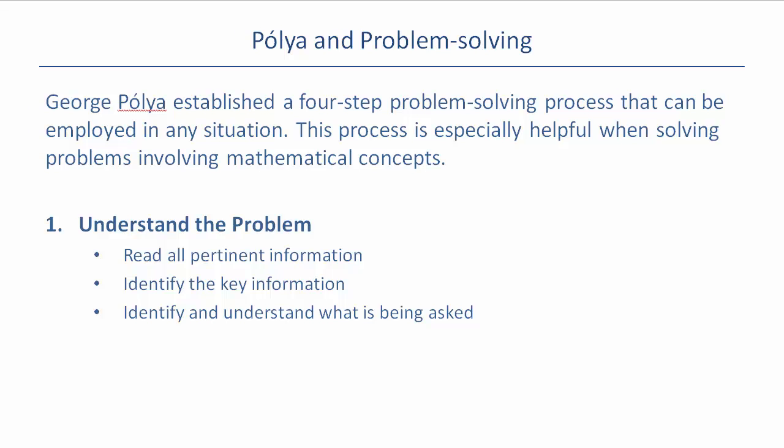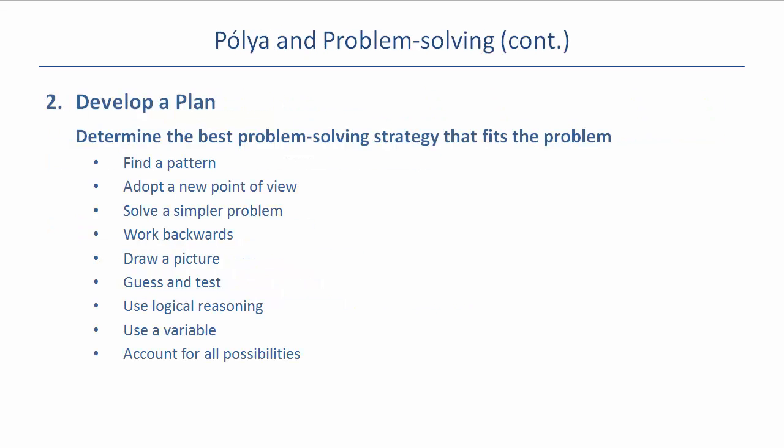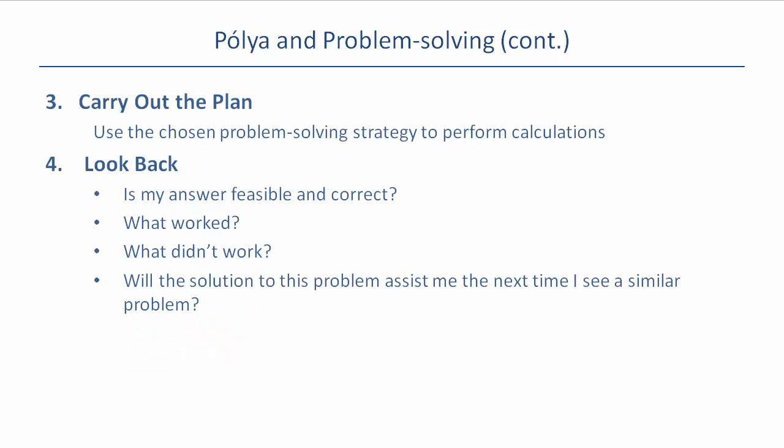Step one is he wants you to understand the problem, which really means just read it through and look for some important details. Step two is to develop a plan and figure out what works best for this particular problem. Here are a bunch of examples of the types of things you could use. Step three is, of course, to carry out the plan, and step four is to look back and make sure that everything worked and that your answer is logical and feasible.